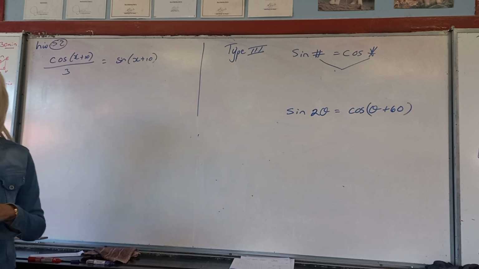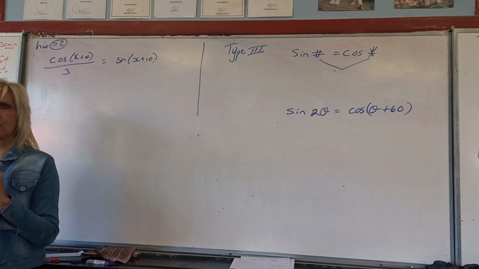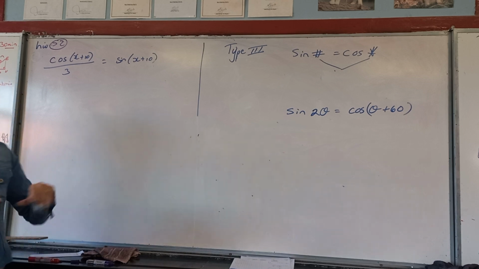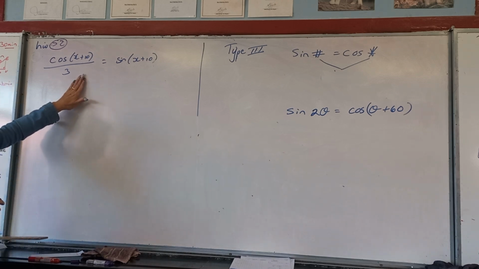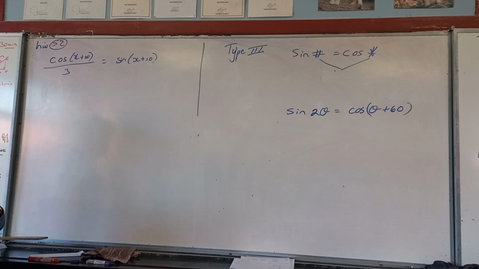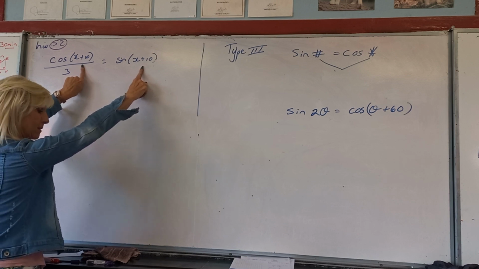So this is not type 1, because type 1 was when you have sin, cos and tan equal to a number. Focus. Now you don't have sin, cos and tan equal to a number. You have cos equal to sin. So this is type 2. And in type 2, we have either sin and cos on either side, flipped around, it doesn't matter.